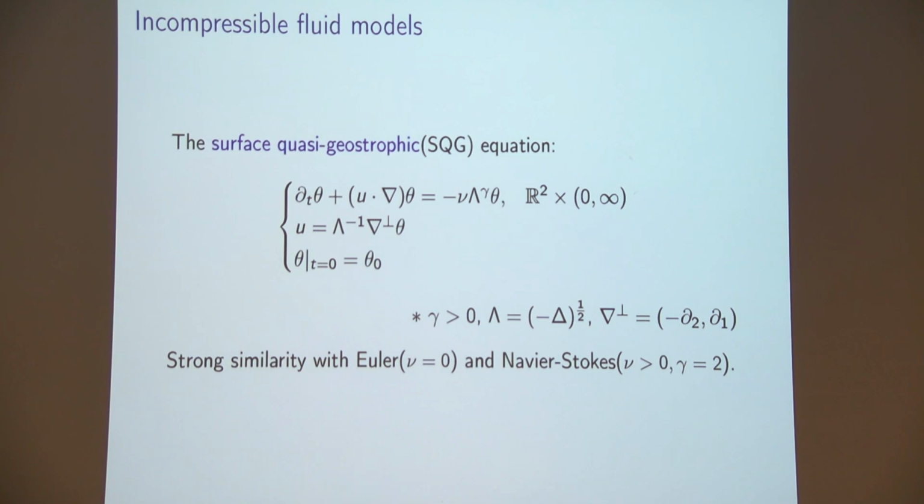Aside from Euler and Navier-Stokes, we have the surface quasi-geostrophic equation, which is often mentioned as a toy model of 3D Euler and Navier-Stokes because the solution behavior has strong similarity, but the domain is two-dimensional. So it seems easier to play with this equation, but even for this toy model, we haven't had a good understanding of the solution behavior.